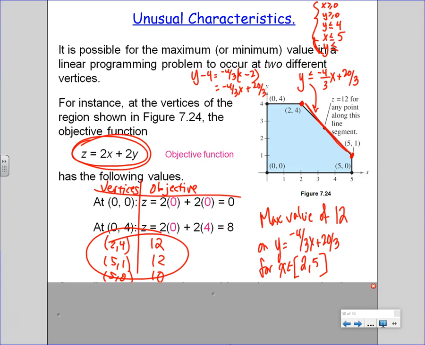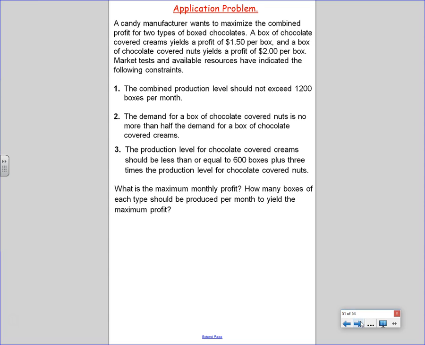Last part, why is that? Oh, because it can't be the whole line. It's only the part of the line that's in my region. The one thing we can get to is what if there are words? Let's see what you can do. Just take the words to make a system, and then graph and then shade. You can use your calculator.